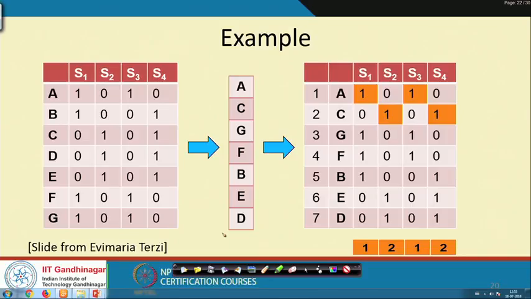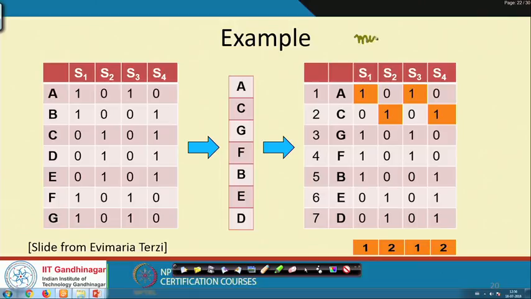If you are worried about thinking about the matrix, think about only one column, the column S1. S1 had the elements A, B, F and G. Previously, A was row number 1, B was row number 2, and then came F and then G. Now, according to this permutation, I still have to write A as row number 1, but then I have to write G, then F, then B.